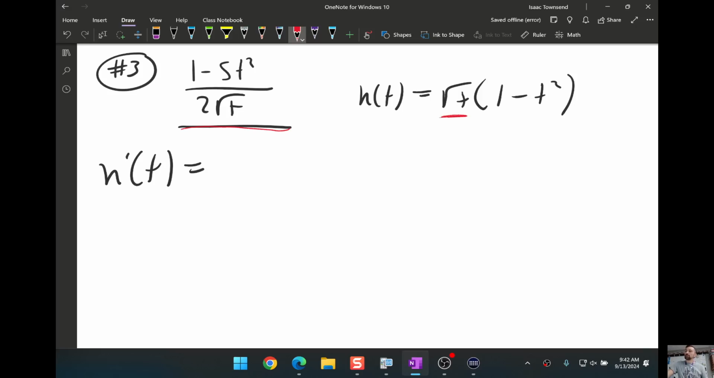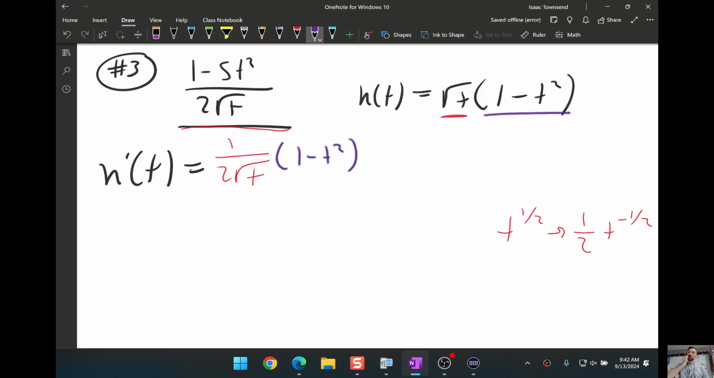So you need the derivative of square root of t. Now if you need to go out to the side and say this is what the square root of t is, so the derivative would look like this, which becomes this. Feel free to do that out to the side as needed.